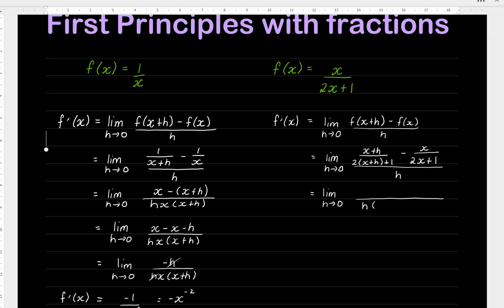Okay, and then we're saying 2 times 2x plus h plus 1, so all of that is in a bracket, and we times that by the other denominator, which is 2x plus 1. And now we're going to cross multiply, so we end up with x plus h times 2x plus 1 minus x times 2 lots of x plus h.